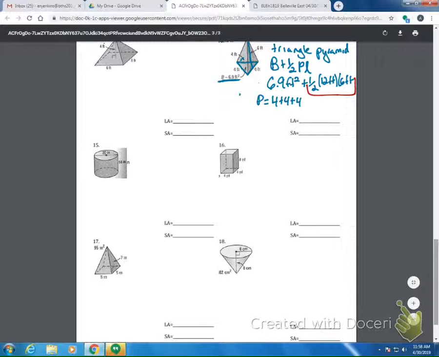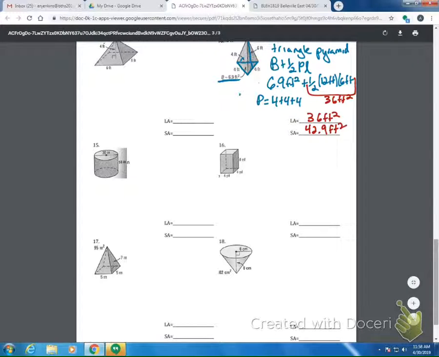So what is this portion? What is 12 times 1/2 times 6? 36 feet squared. Okay, so that is going to be which one? Yep, so that's your lateral surface area. And then what is your total surface area? That's going to be the 6.9 plus the 36, guys. 42.9 feet squared.